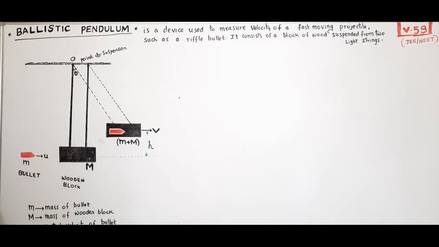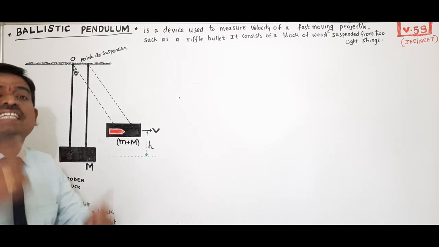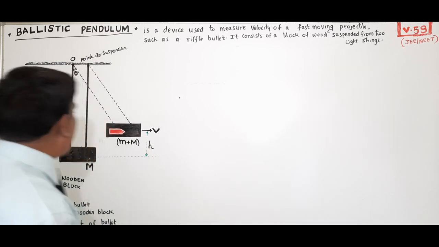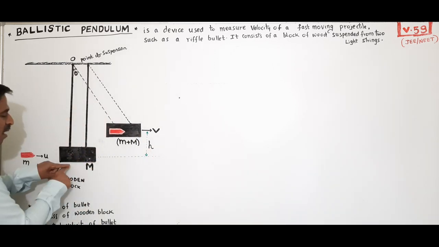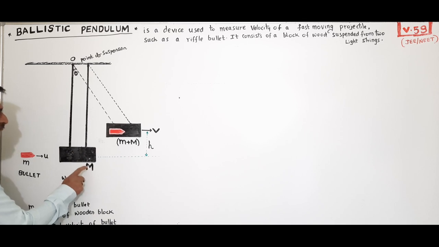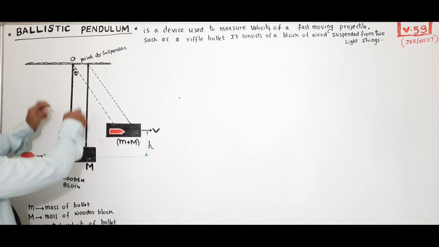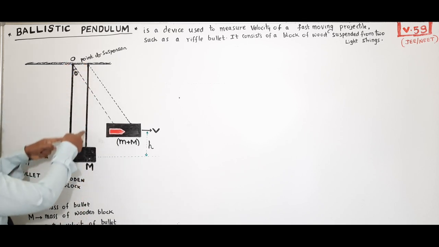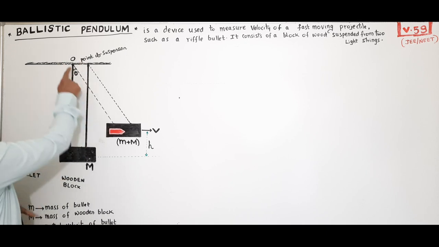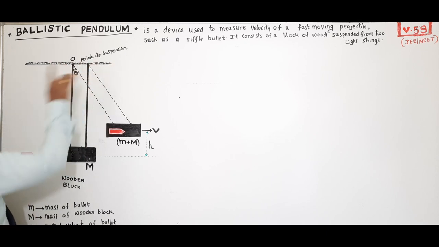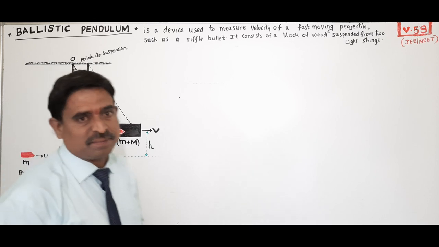A ballistic pendulum is a device consisting of a wooden block of mass capital M, suspended by light strings attached to a rigid support.